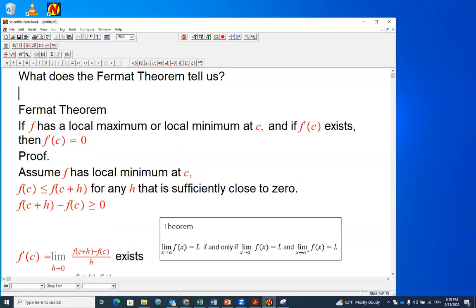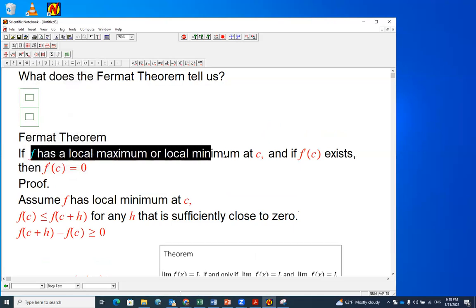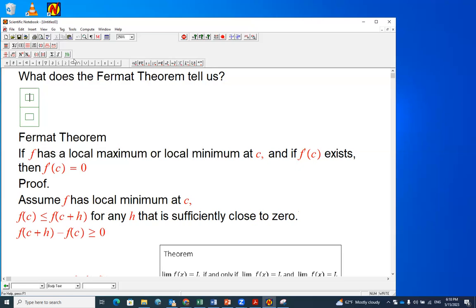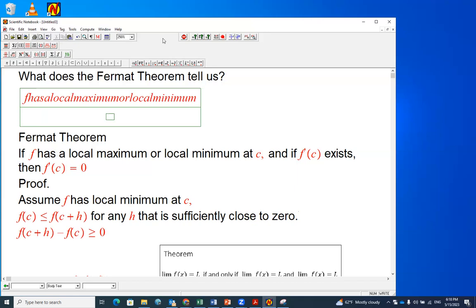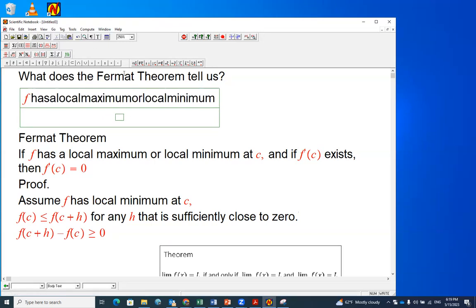The Fermat theorem requires two conditions. First, f has a local max or local min. And secondly, the derivative exists.